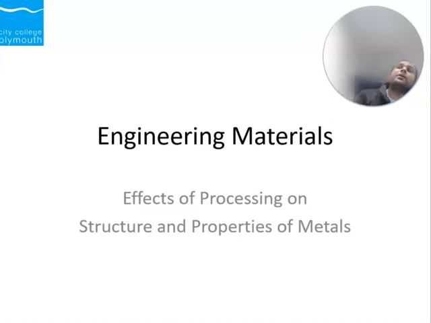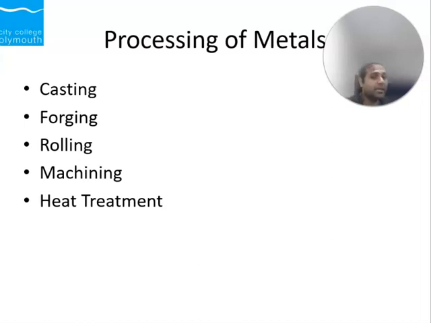Okay, today we are going to have a look at engineering materials, the effect of processing on the structure of the material. How is the structure of the material linked to the processing of the material? What do you mean by the processing of the material? We have different processes: casting, forging, rolling, machining, and heat treatment. All these processes affect the grain structure differently.